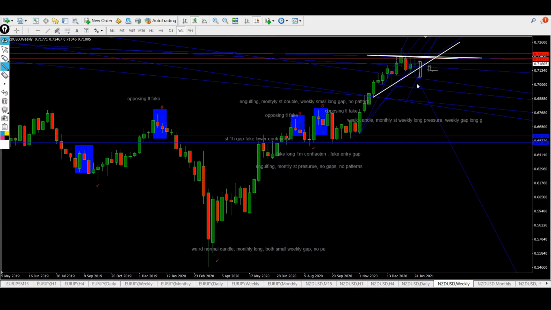Okay, so I'll keep you updated with the midweek analysis on this one too. But for the time being, it seems like we just have to really wait for those formations to form.